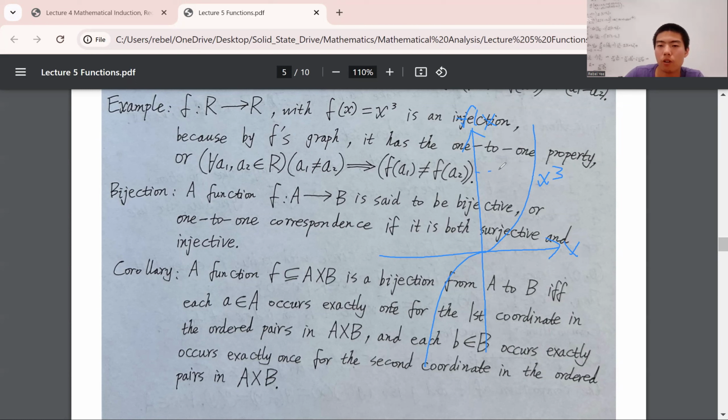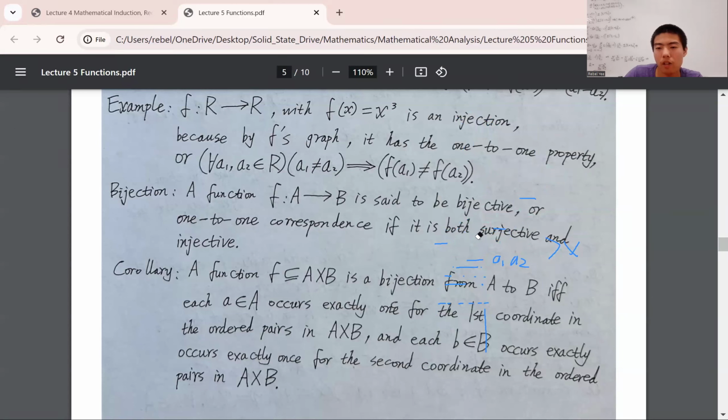And we can find for each of the f(x), there's only one x across the real number set, which in this case we say is 1-to-1, or is actually injective, because if A1 doesn't equal A2, then the value f(A2) doesn't equal f(A1). So this is why I say this function is actually injective, or is an injection.